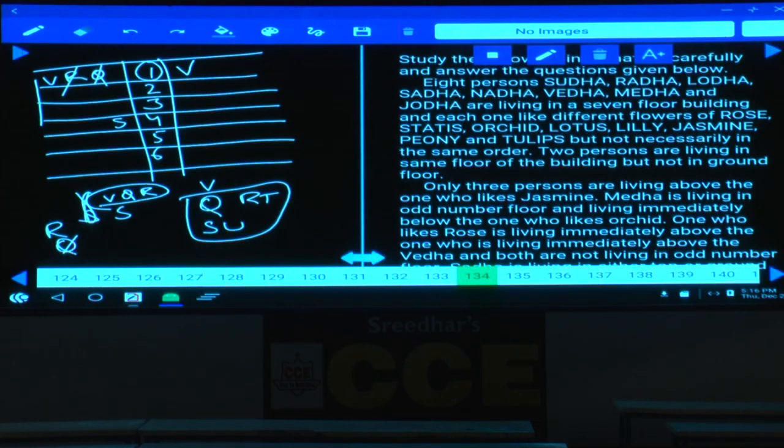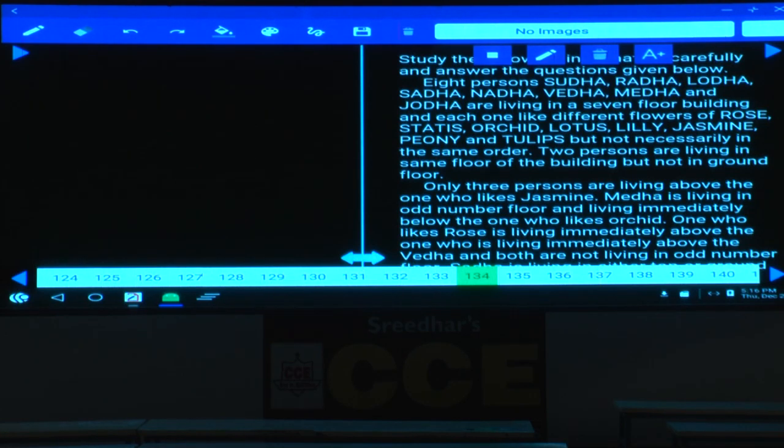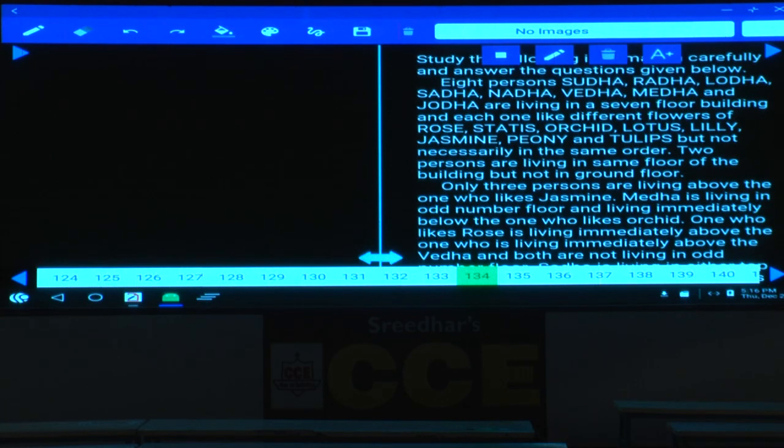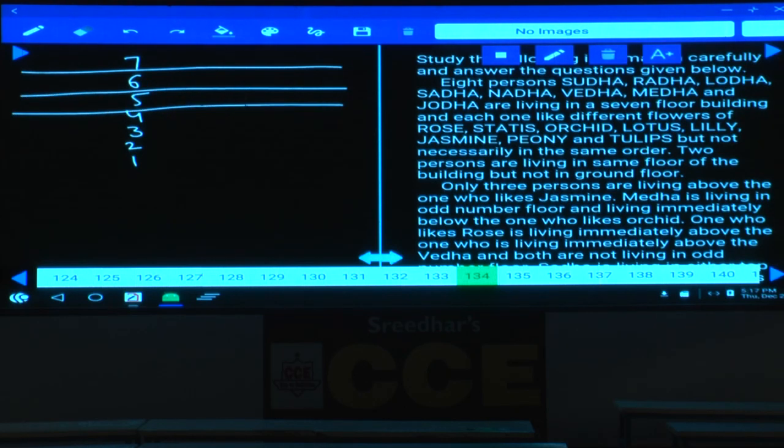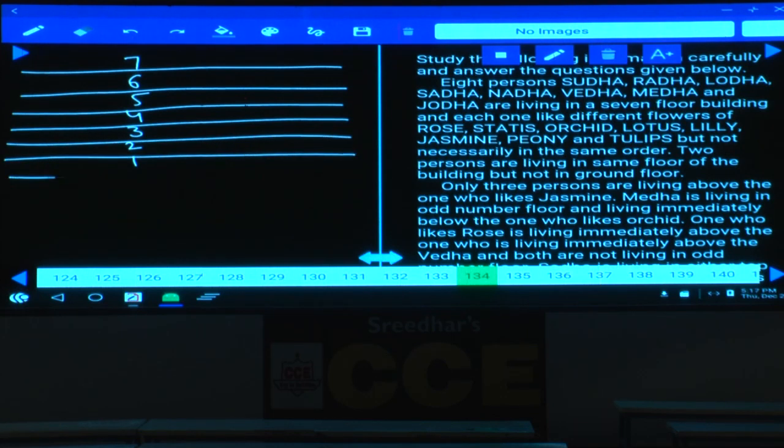And how many floors are there? 8 persons, only 7 floors are there, but not necessarily each one on a different floor. 2 persons are living on the same floor of the building but not on the ground floor, isn't it? And how many persons are there? 8 persons, whereas how many floors do we have? We have only 7 floors. Now 7, 6, 5, 4, 3, 2 and 1. On one of the floors 2 persons are staying and in each of the remaining 6 floors exactly 1 person is staying. Then now we need to identify the codes for this.